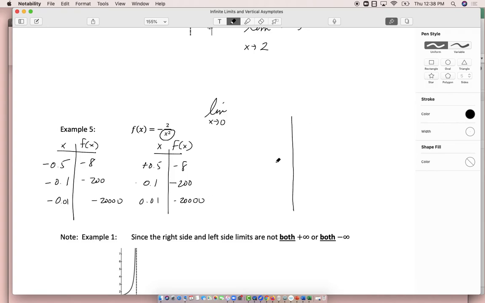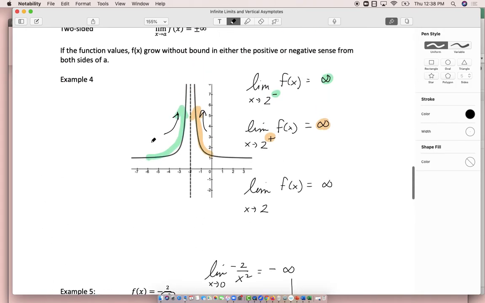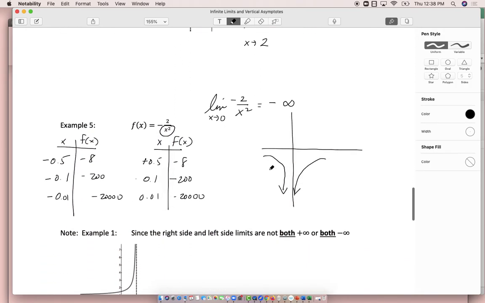So this one's graph is going like this from this side, and it's going like this from this side. So in this case, since both sides are negative infinity, then I say without a positive or negative it is negative infinity. So in this example, both sides are shooting up. In this example, both sides are shooting down.